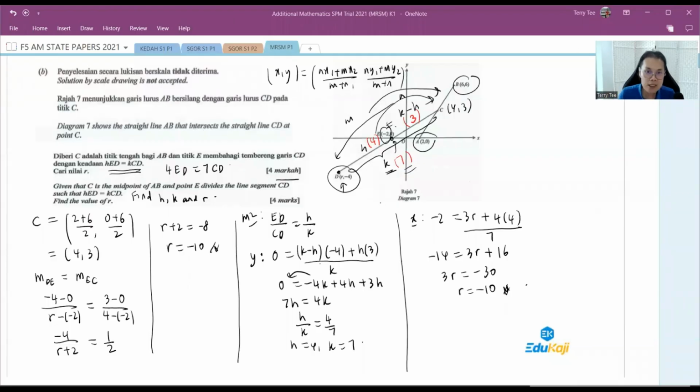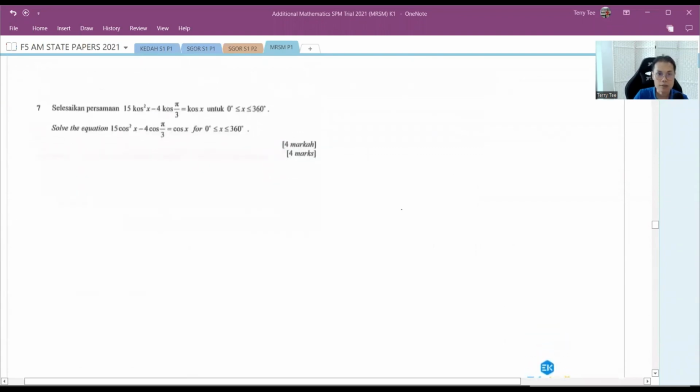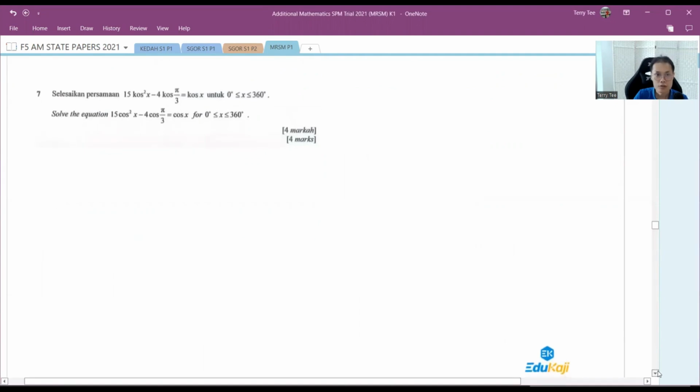All right, so let's move on to the next question. This question 7 is Form 5, Chapter 6, Trigonometric function. Here we have a trigonometric equation in terms of cos. In fact, it's a quadratic. You can see it's cos square here. So number one, you need to calculate what is cos pi over 3, so that we can sub in a cos pi over 3, we can actually find the value.